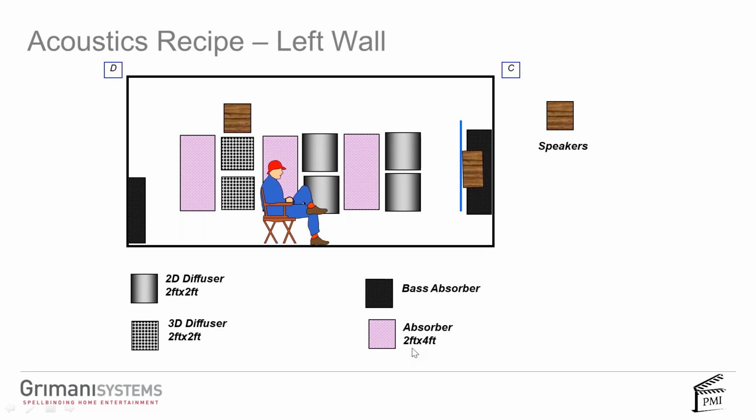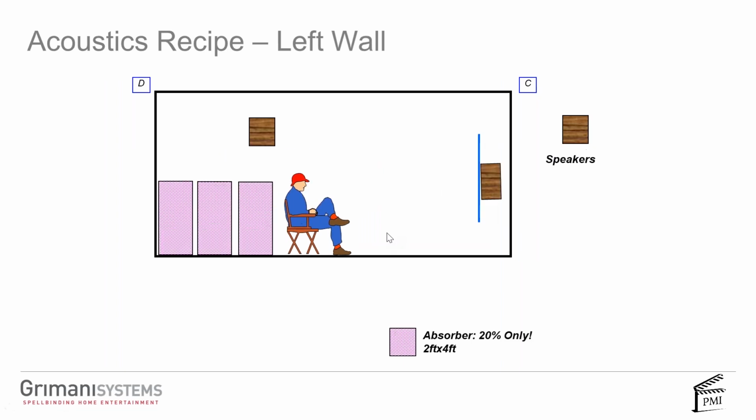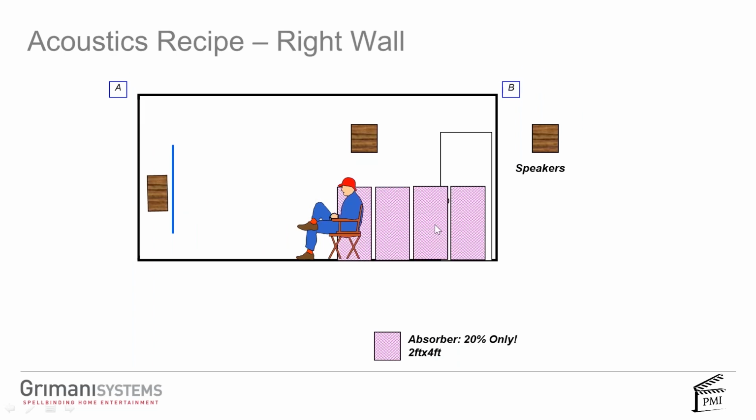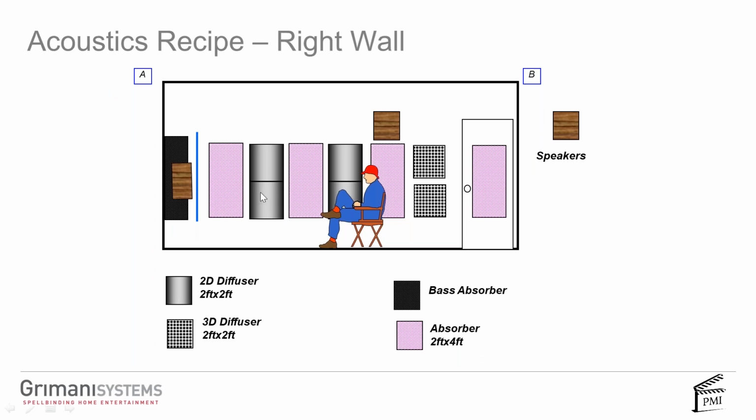In this case, I'm using 2x4 foot panels, which are commonly available. A bunch of diffusers, 2x2 panels, and that's how I would treat a room like this. The right wall would be absorber, diffuser, absorber, diffuser, absorber. Here we're putting 4 absorbers on the walls. It's a little bit more on the right wall than the left wall. And then we're putting some 2D diffusers and 3D diffusers interleaved. 2D towards the front, 3D towards the back.